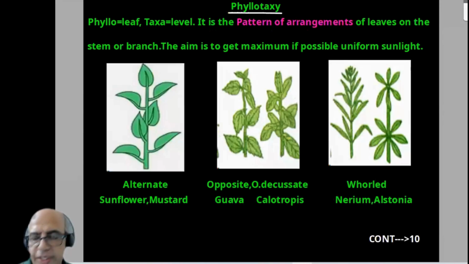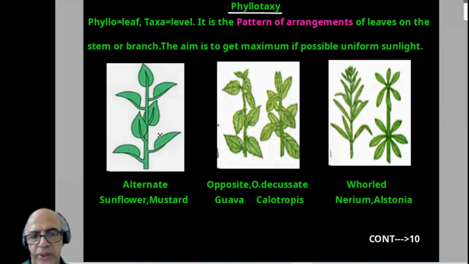Now, phyllotaxy. As usual, phyllo means leaf, taxis means arrangement. So it is the pattern of arrangement of leaves on the stem or branch. The aim is to get maximum, if possible, uniform sunlight. So maximum light should be there, it should be uniform. Basically for us, three types. Diagram very clear, alternate. So one leaf in one position, then another in another position that way. Very clear diagram, easy to follow.